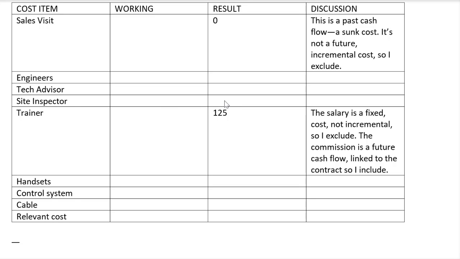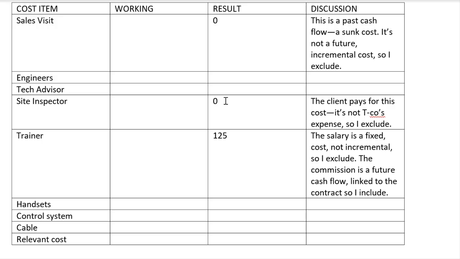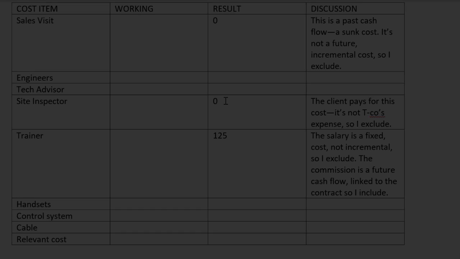Okay, Site Inspector is 0, the relevant cost. Here you have to read carefully for details. And the client pays this. The client pays for the Site Inspector. So it is not TECO's cash flow. The client pays for this cost. It's not TECO's expense, so I exclude.